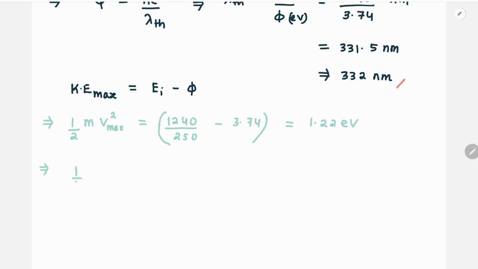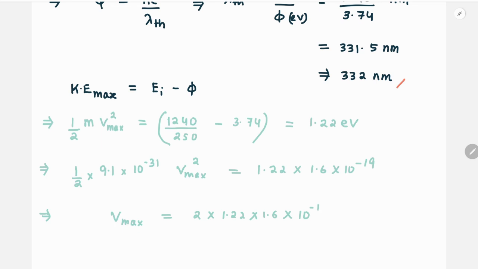And over here, if we solve, we can write it as half of 9.1 into 10 to the power minus 31 kg, v maximum squared, is equal to 1.22 into 1.6 into 10 to the power minus 19 joule. So we can calculate the maximum speed which is possible: 2 into 1.22 into 1.6 into 10 to the power minus 19, divided by 9.1 into 10 to the power minus 31, whole square root.